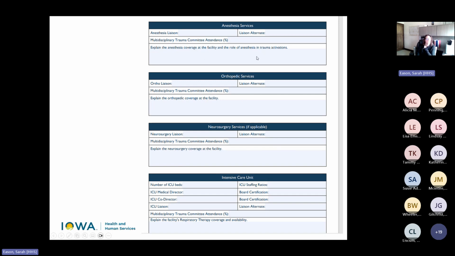Anesthesia, perhaps there was a delayed response. So really understanding that those liaisons are your go-to people and they should be coming to your trauma committee. And if you're a level 3, it's required that they're coming to your trauma committee. Same with your ICU coverage.